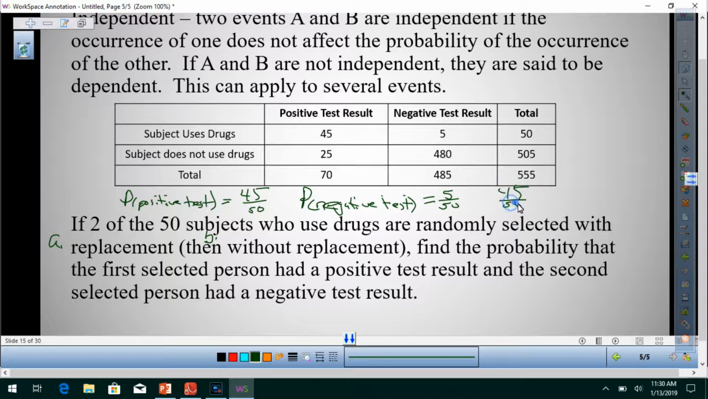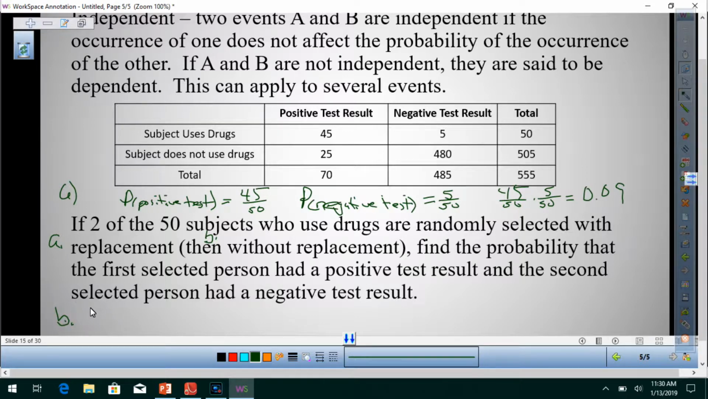45 over 50 times 5 over 50 equals 0.09. Okay? So that's A. Now, let's do the same thing, B, without replacement. So after we pull the first person, we don't put them back.